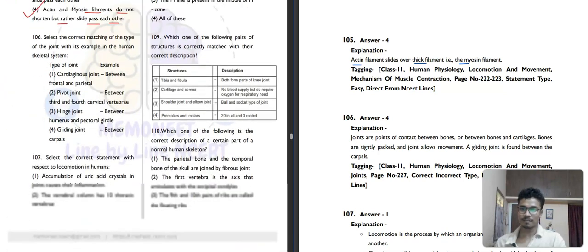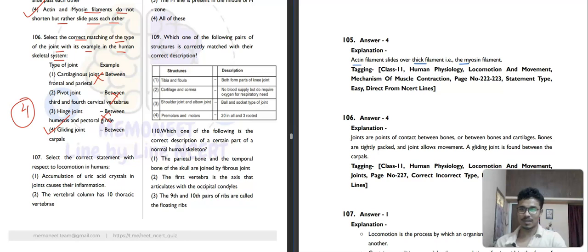Then 106. Select the correct matching of the type of joint, which is example in human. So cartilaginous joint is seen between frontal and parietal. No. Pivot joint between third and fourth cervical vertebrae. No. Hinge joint is present between humerus and pectoral girdle. This is not hinge joint, this is ball and socket. And gliding joint between carpals. So here fourth option will be our correct answer for this question.